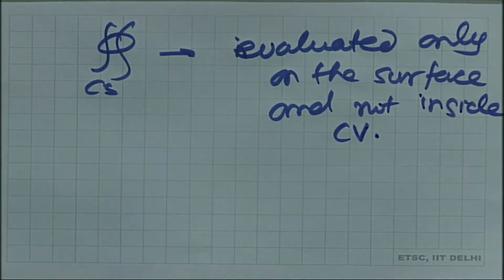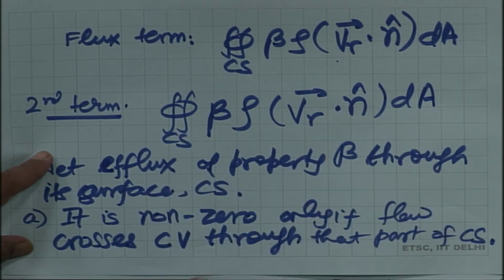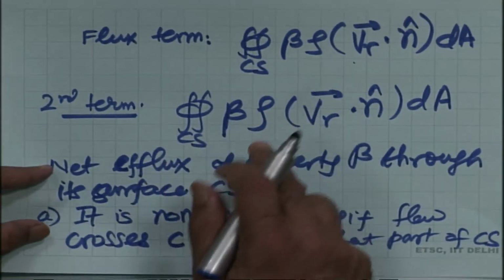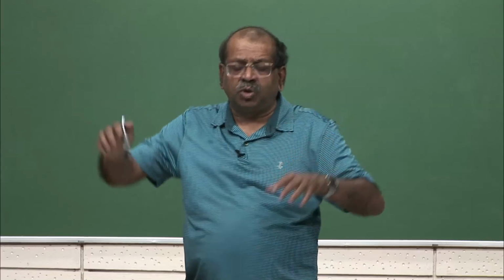So, we only have to move around the surface and look at this term. And what we say is, if no flow crosses a part of the control surface, the contribution of this term will be 0 irrespective of the value of beta, because it has to be multiplied by V dotted with n. Okay? So, this is the first simplification we can get, and this will happen in many problems where the control volume is touching a solid surface.